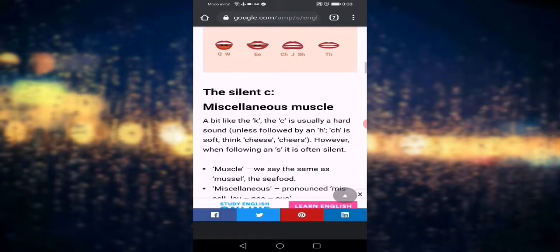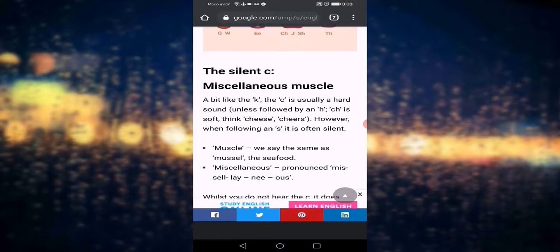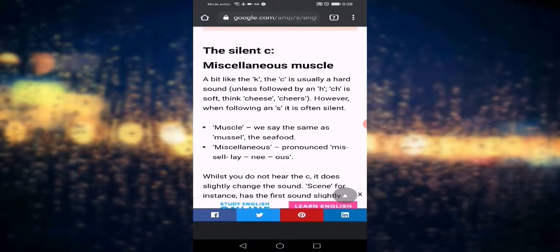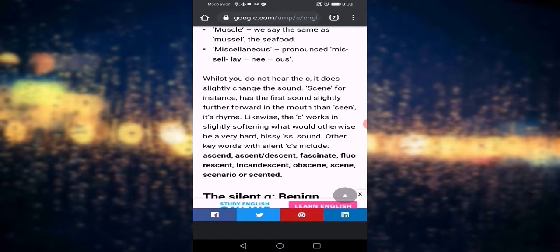Next, we have the silent C. A bit like the K, the C is usually a hard sound. Followed by an H, CH is softened. Think of the words cheese and cheers. However, when following an S, it is often silent. An example of this is muscle.